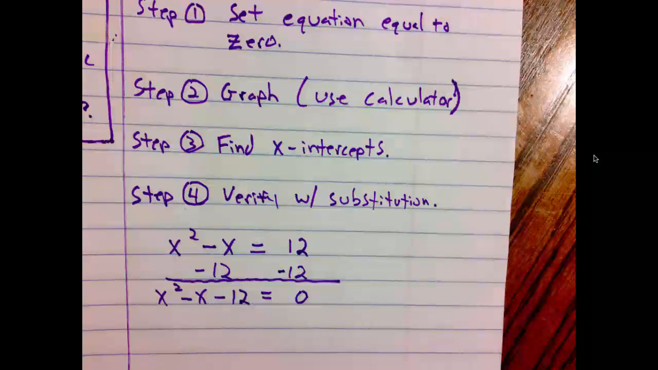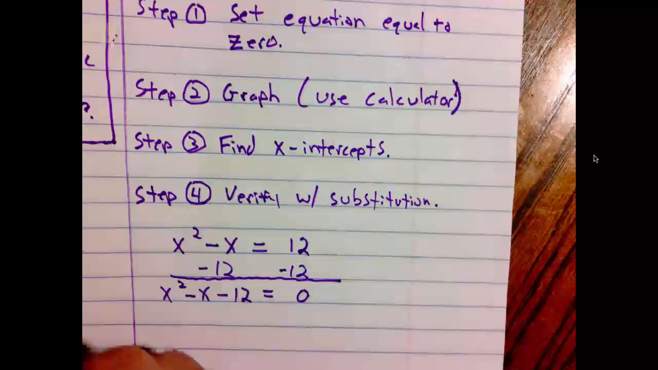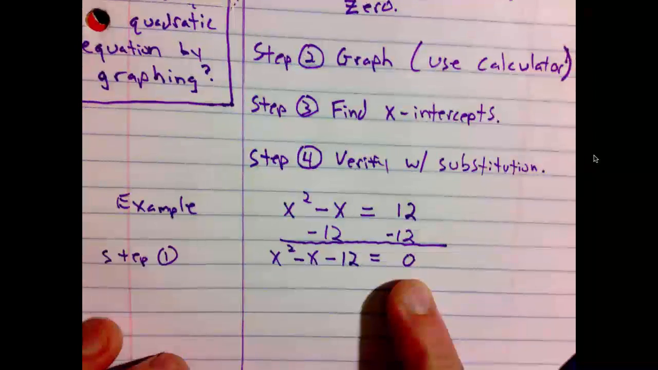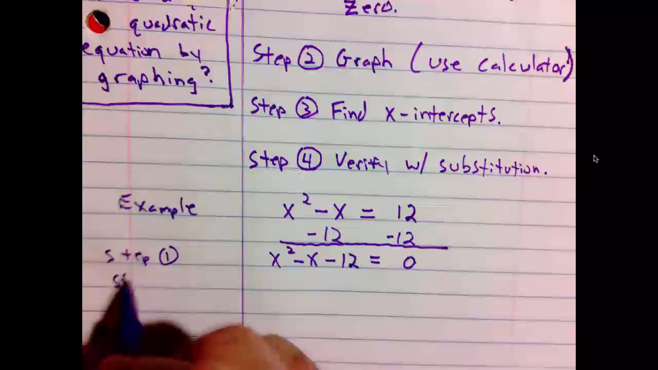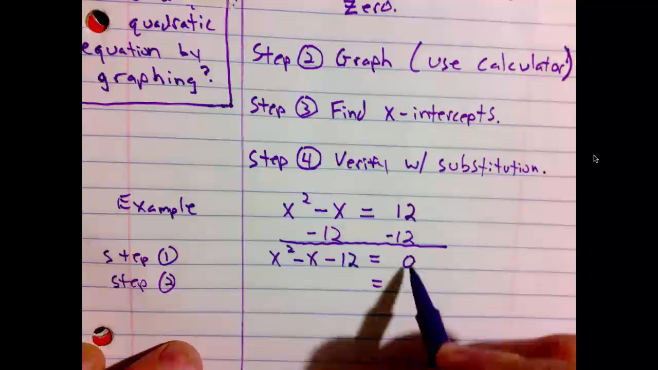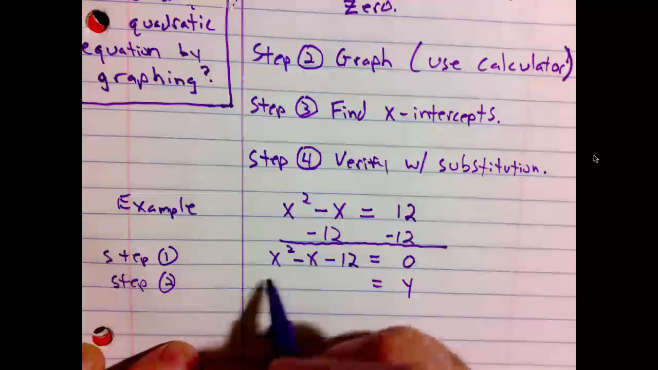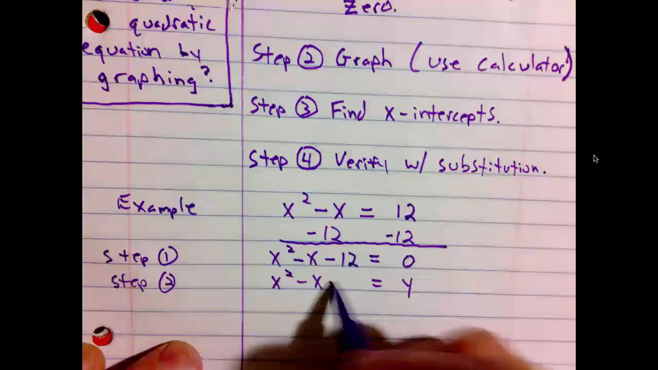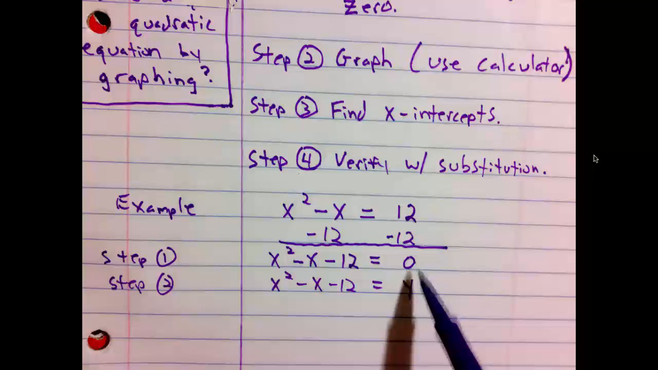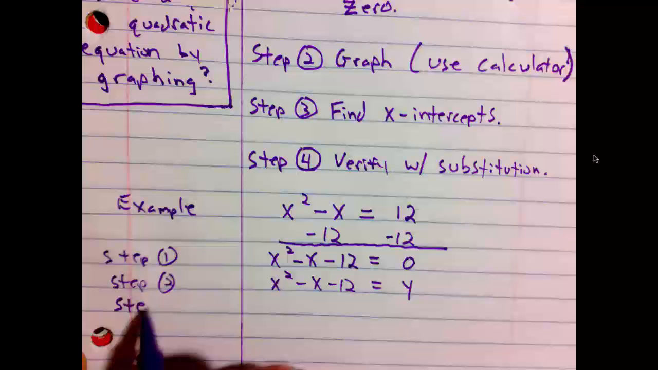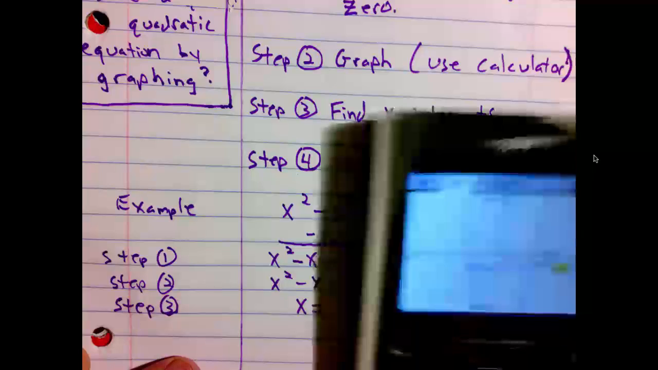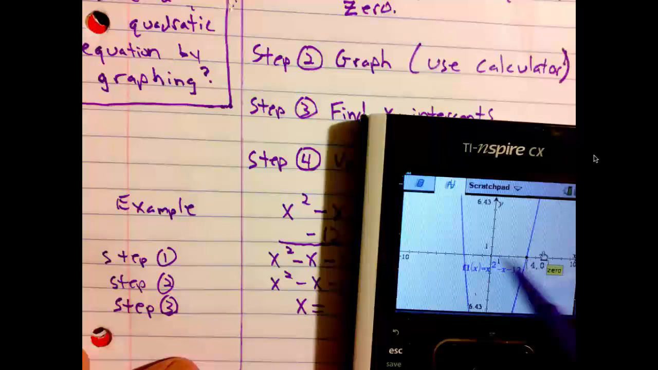Alright, so step 1, we set the equation equal to 0. Okay. Step 2, we graph. And essentially when we're graphing, we are changing this 0, we are substituting a y here. So what we're finding are the values where y is equal to 0. And what values are those? The x-intercepts. Step 3, find those x-intercepts. In this case, it was x equals, again, 4 and negative 3.